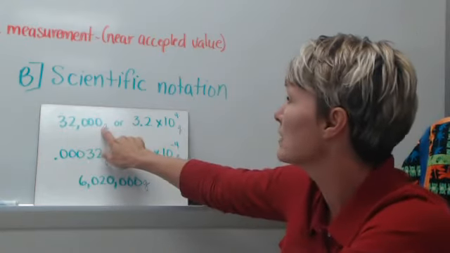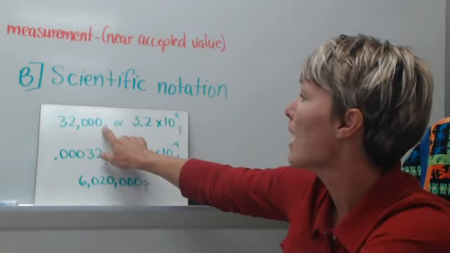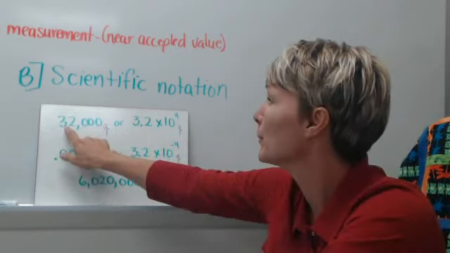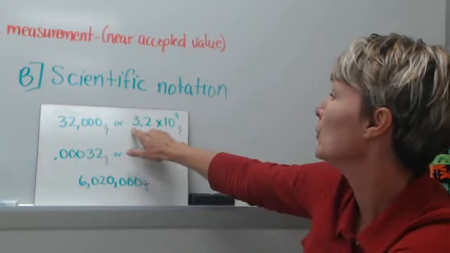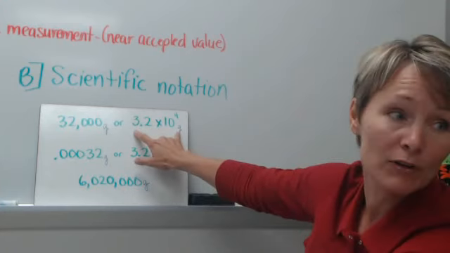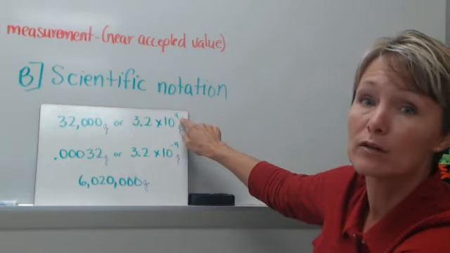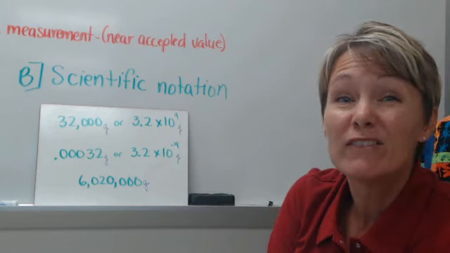For example, in this case, 32,000, to write that in scientific notation, I moved the decimal point 1, 2, 3, 4 places to get the coefficient 3.2. So its scientific notation is 3.2 times 10 to the 4th. We could also use scientific notation to write very small numbers.